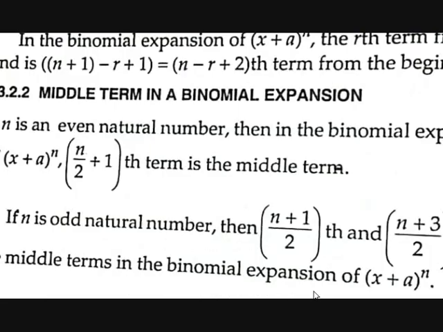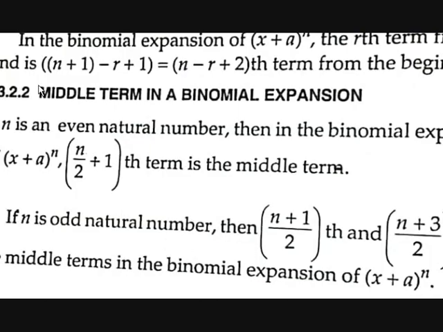General term in the expansion. Okay, in the above expansion, as we know, the (r plus 1)th term is nCr x power n minus r a power r. Thus, if T(r plus 1) denotes the (r plus 1)th term, T(r plus 1) is equal to nCr x power n minus r a power r. This is called the general term because by giving different values to r, we can determine all terms in the expansion. Similarly, in (x minus a) whole power n, it will be (minus 1) whole power r nCr x power n minus r a power r. Now let's see another topic.